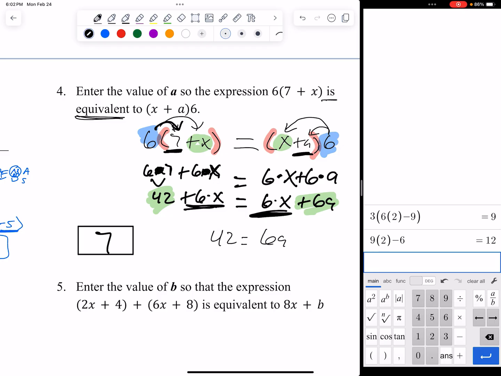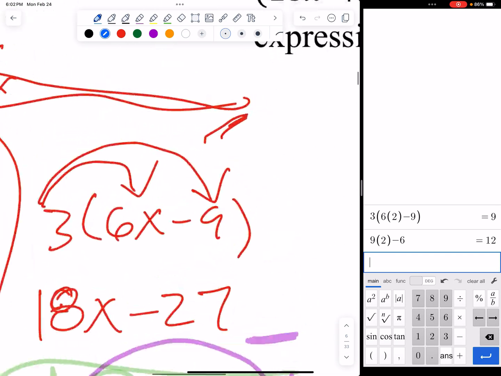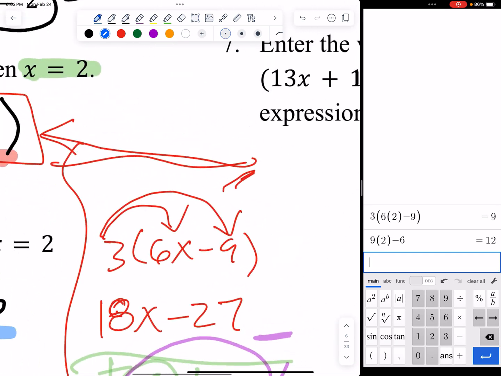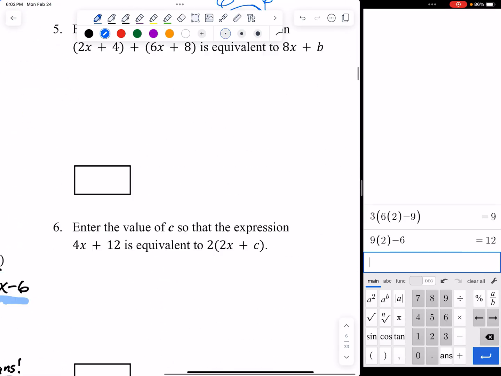How do I solve for a? I'm going to divide both sides by 6. I get 1a. It doesn't cancel. I get 1a equals 7. Hey, look, that's what I got. So that's how we can do it algebraically. Same exact steps. I did the same thing right here. Distribute. It's something we should know how to do in 7th grade.